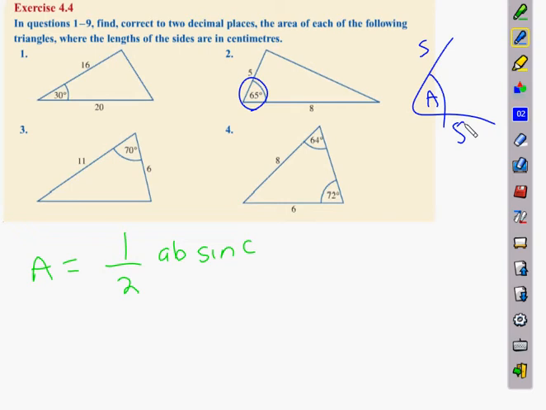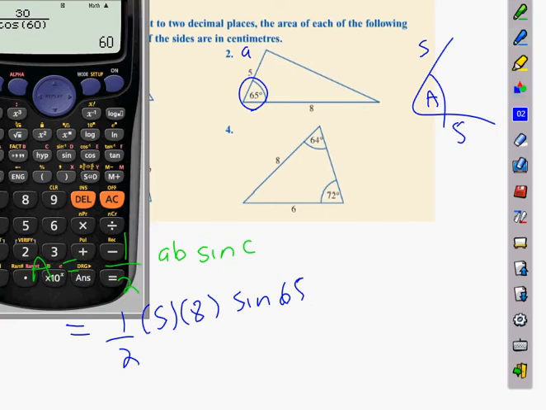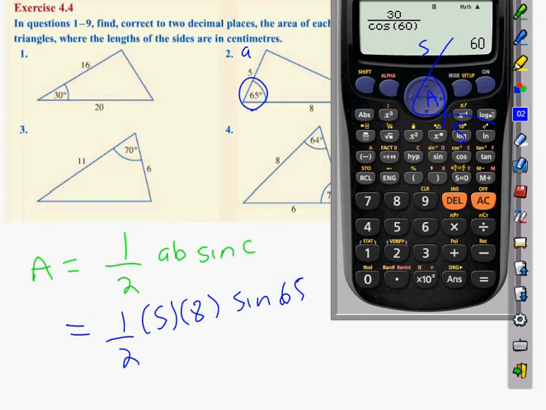So for example, in question 2, our answer is simply a half, whatever A is. So we'll call it A can be 5 or A can be 8. It doesn't matter. Just pick one of the sides, call it A. Pick the other side, call it B. And then call the angle that's in between C. Then all you have to do after that is go to the calculator and put in what you have here. So that's going to be a half AB sine C.